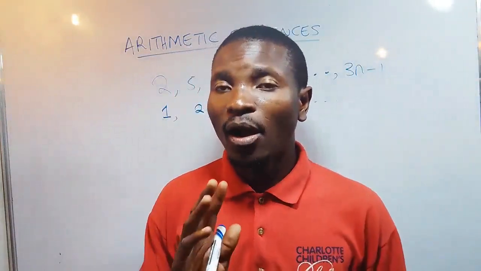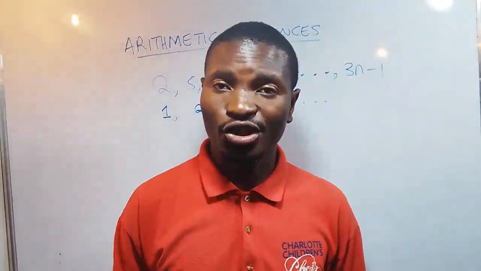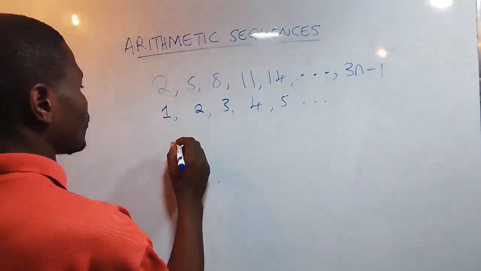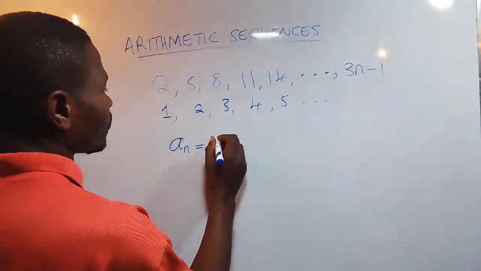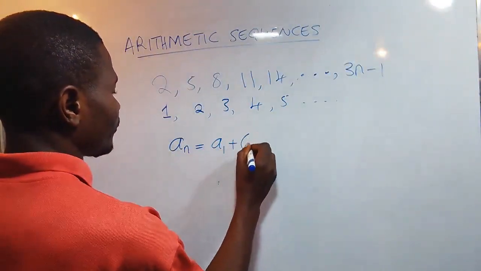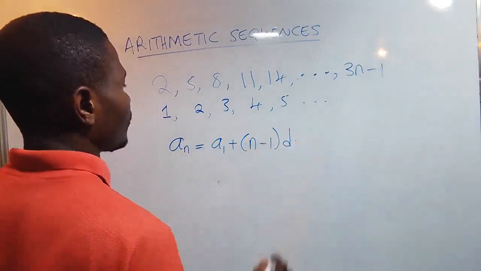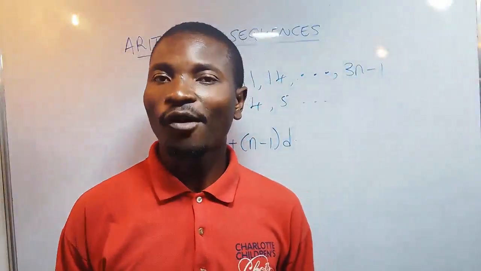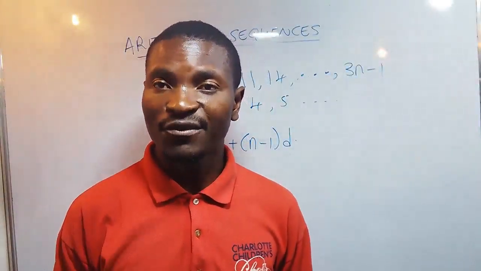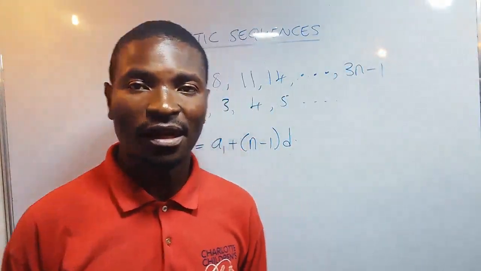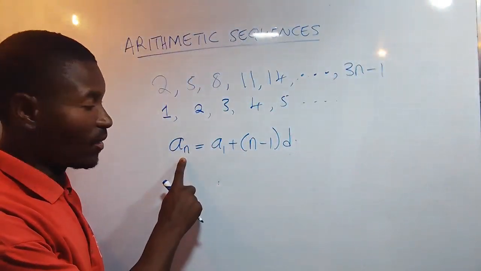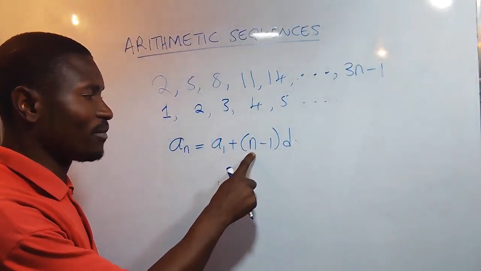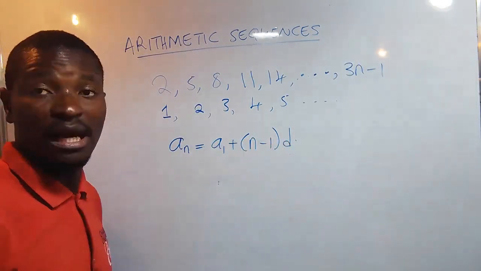Now, one of the most important things I would like to show you is where the formula comes from. The majority of us do know the formula for finding the nth term. It says that a n equals a 1, which is the first term, plus open bracket n minus 1, close bracket d.